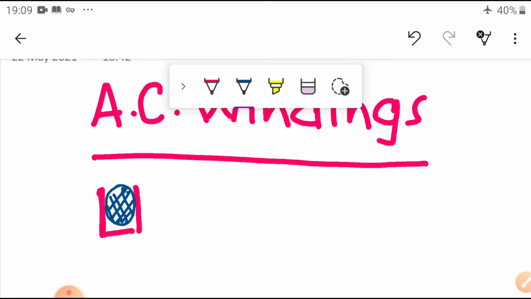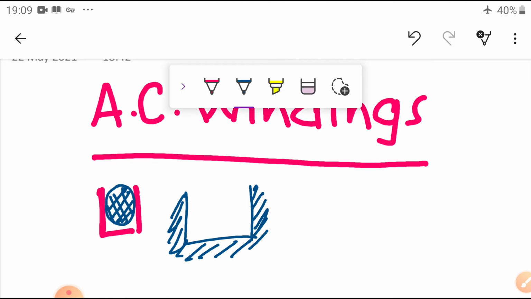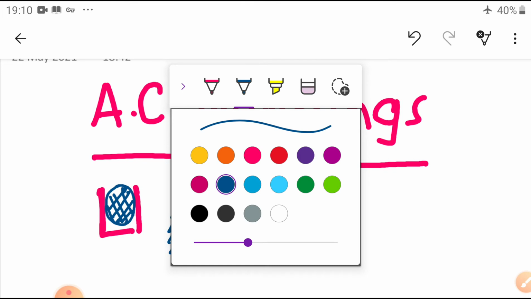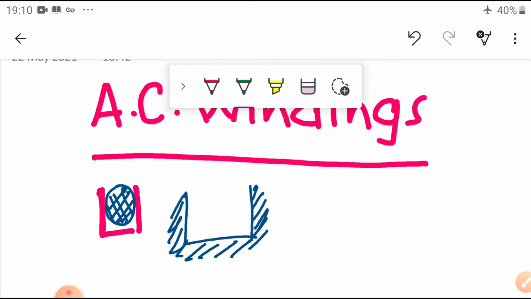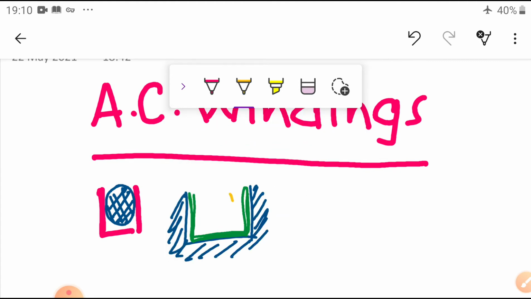Here what will happen? First there will be the armature core made up of silicon steel with laminations, and there is paper or some insulation used inside. This is paper type insulation, cotton or paper, and on it we are going to place our conductors. Now we are going to place the conductors.